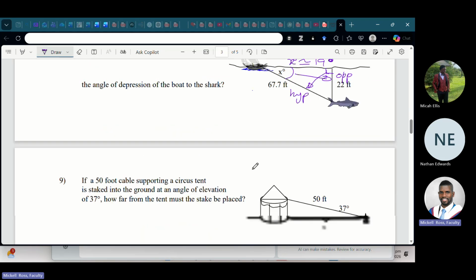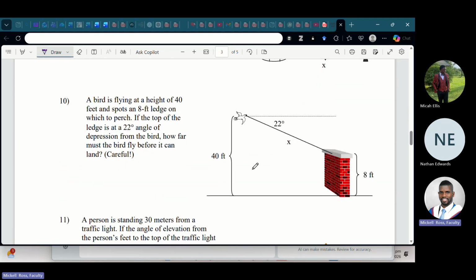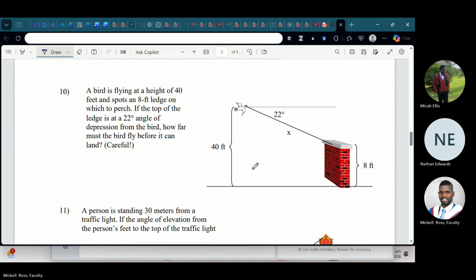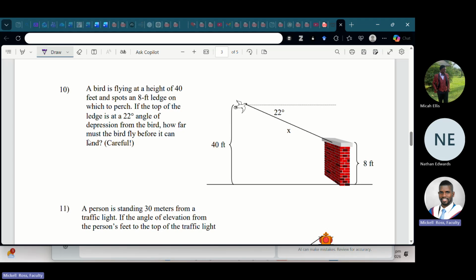All right, let's continue. I said I was going to do number 10 as well. A bird is flying at a height of 40 feet and spots an 8 feet ledge on which to perch. If the top of the ledge is at a 22 degrees angle of depression from the bird, how far must the bird fly before it can land?